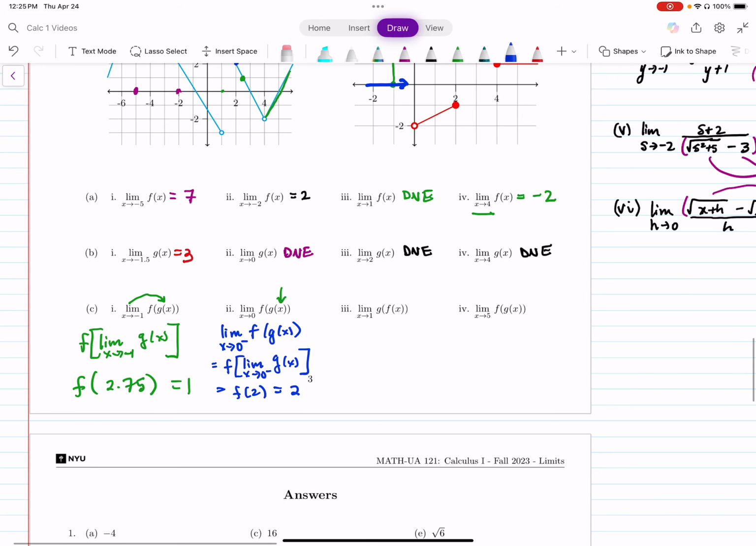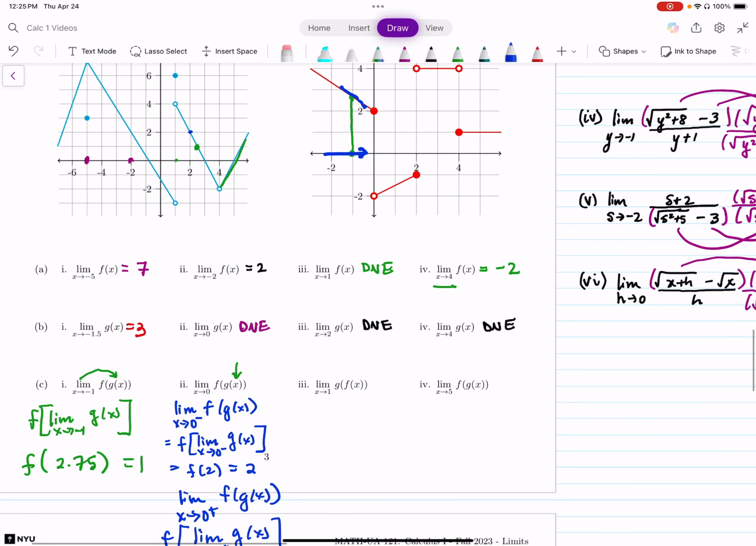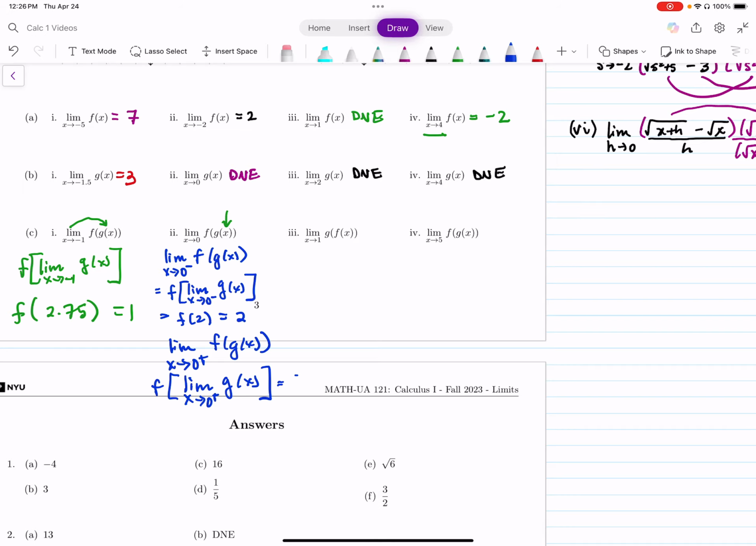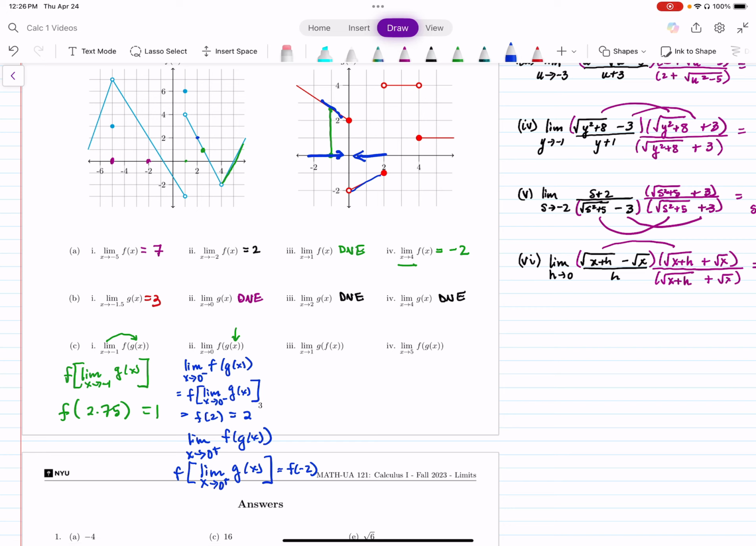Okay, now we want to look at the right-handed limit. So we're going to look at the limit as x approaches 0 from the right of f of g of x, which again, if that right-handed limit exists, which it does, then we can plug in the limit here. X approaches 0 from the right of g of x and evaluate f there. So from the right, as we head towards 0 from the right, our y value is headed towards -2. So this should be f of -2. And coming over here to -2, if I plug -2 in, I also get 2.